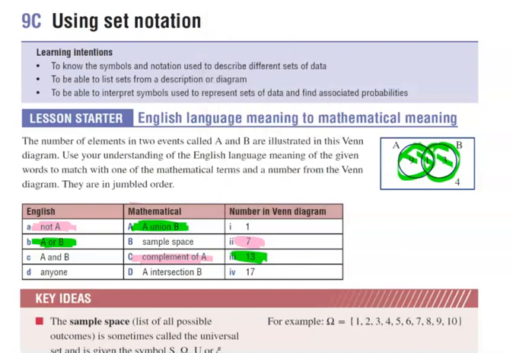Okay, part C, A and B. So in circle A and in circle B is just that middle bit there. So it's just going to be the number 1. A intersection B, so that's where the circles overlap.